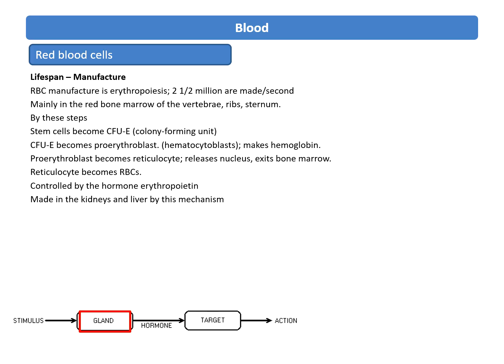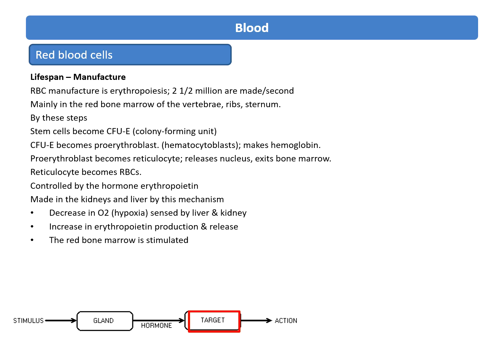It's made in the kidneys and liver by this mechanism. Decrease in oxygen, this is called hypoxia, is sensed by the liver and the kidney. It increases erythropoietin production and release. The red bone marrow, and hence the target, is stimulated, and the action is to increase the red blood cell production. Notice that by keeping in mind the general scheme of hormone function, this helps you remember details of certain processes.